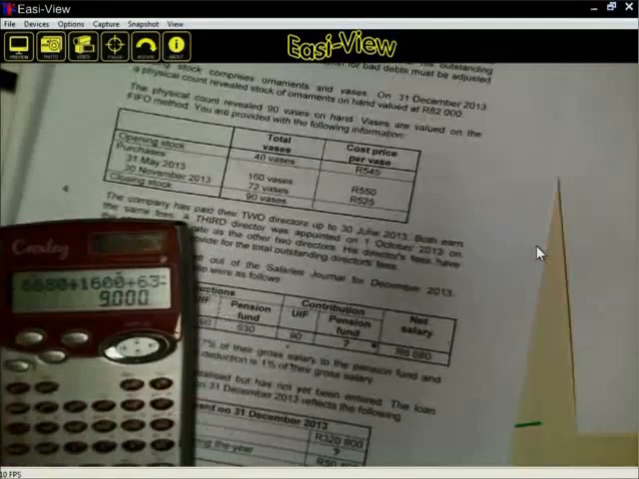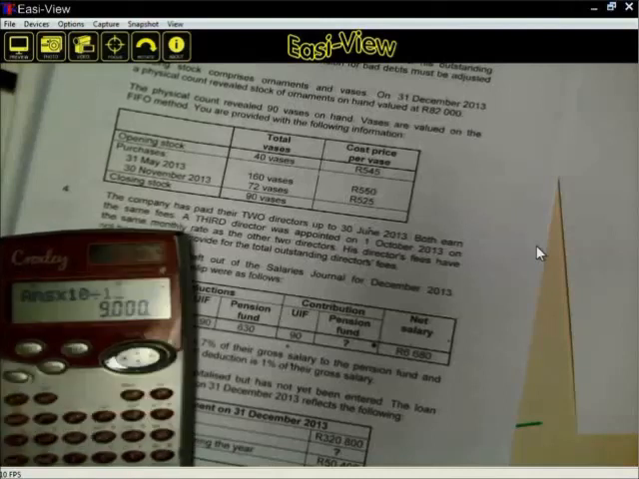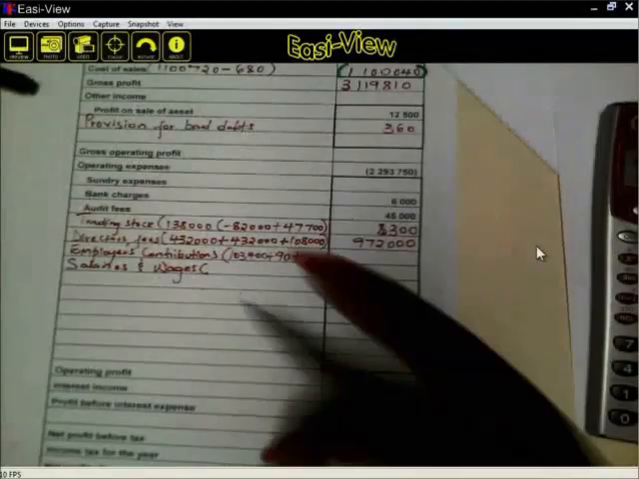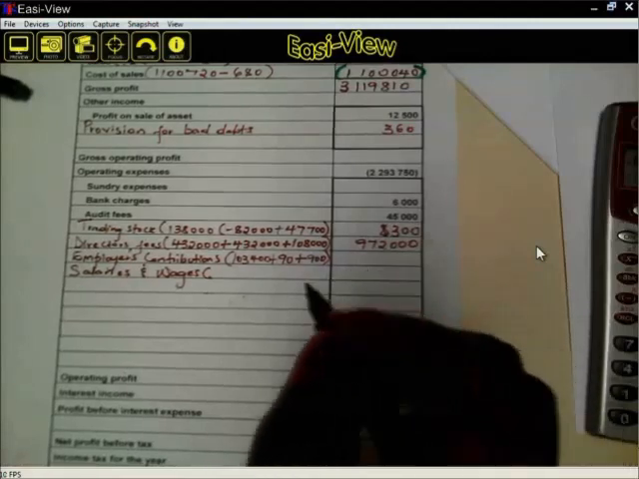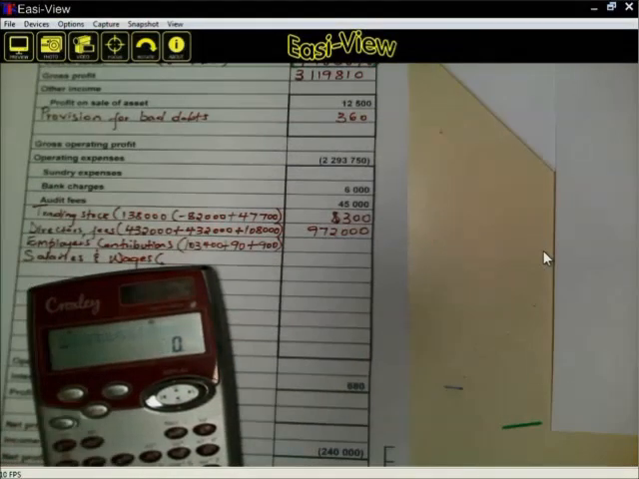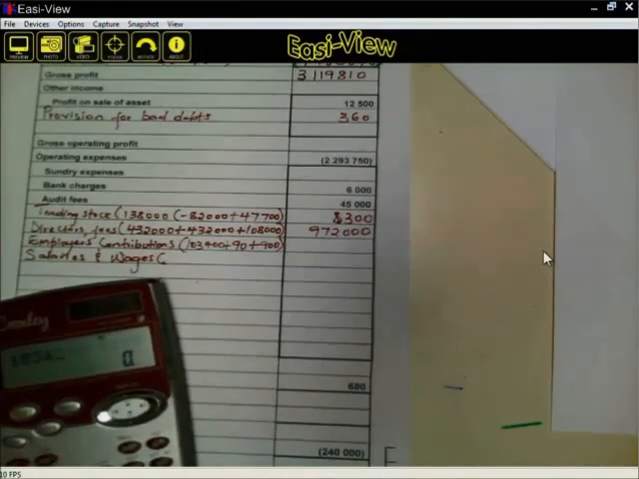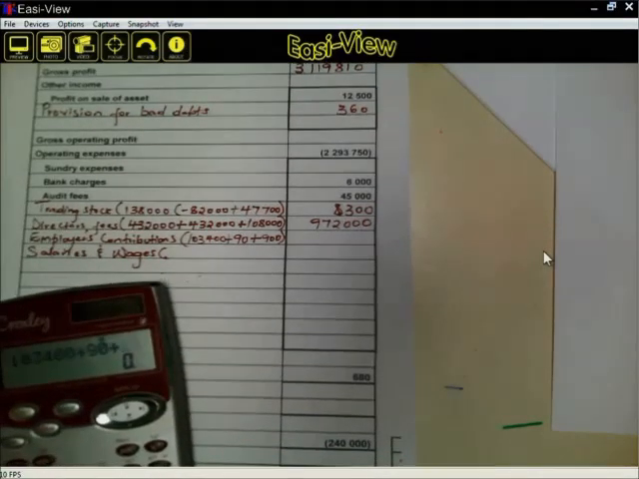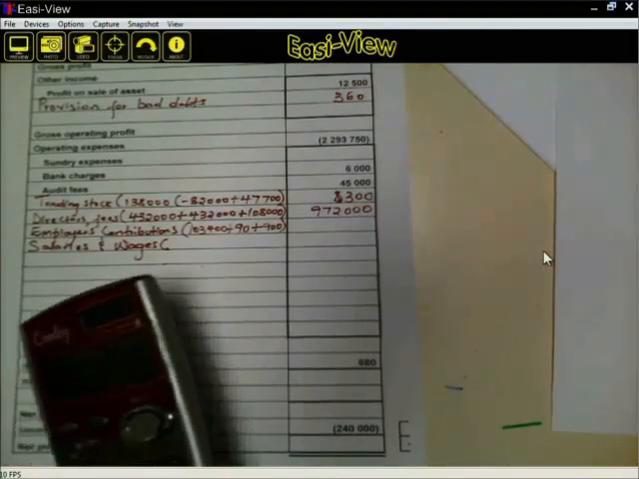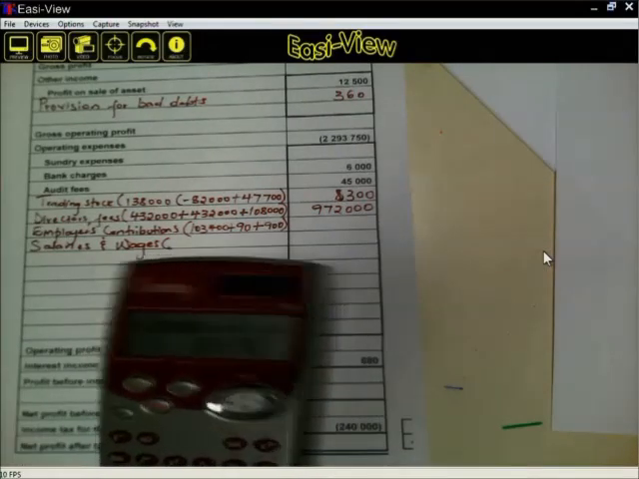9,000 multiplied by 10 divided by 100, then we will be having 900. This 900 must come to the employer's contribution. Employer is contributing 900 for this particular person. Therefore, we must add 103,400 plus the 90 rand for the UIF plus the 900 for the pension fund. Then the total of employer's contribution will be 104,390.